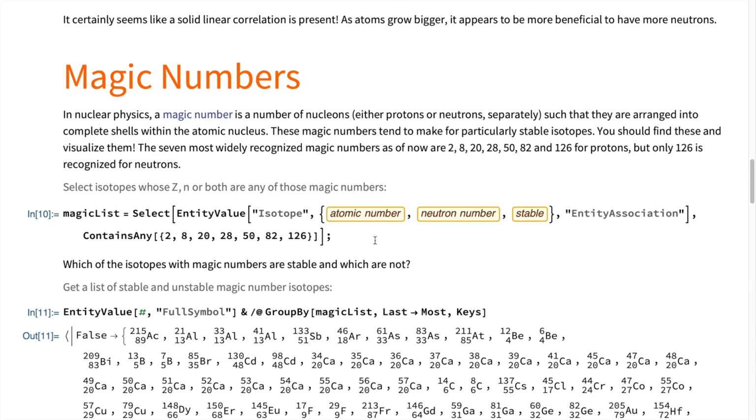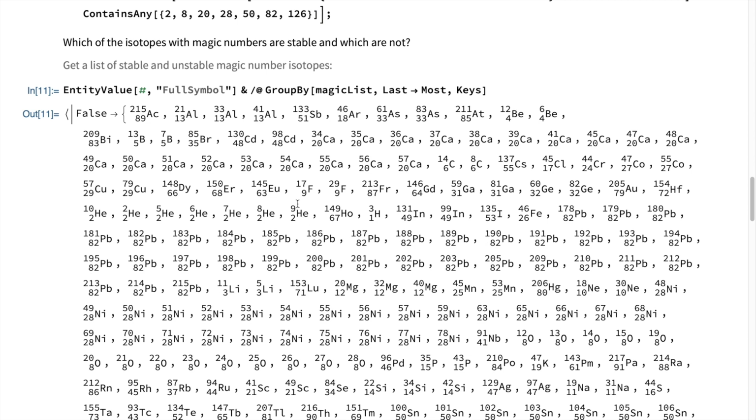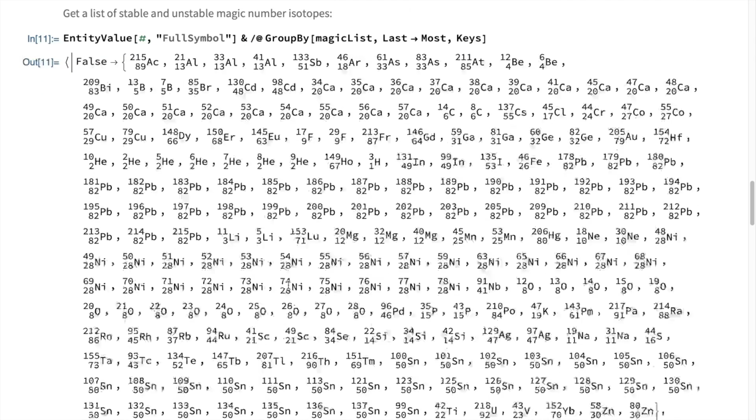I will use the select function and contains any to detect any magic elements in my list, and will also set up an entity association. Now I will try to get the full symbols of all these isotopes and group them by stability. As usual, I will use the group by function and ensure that I am looking at the keys of my association. The only step to add here is mapping the entity value function onto my grouped association to get the full symbol of each isotope.